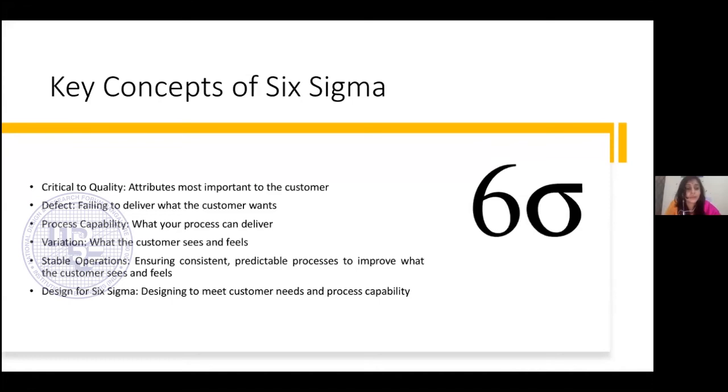Going further, defect. It is very important to know what a defect is. Here I've put it as failing to deliver what the customer wants. A defect is something that you have got from your vendor or a manufacturer, and it's not meeting your requirement, then it is defective, right? It might be functional, but it is not meeting your requirements. The next is process capability. What your process can deliver, how capable and how strong your process is, and consistently getting it every time, the repeatability and reproducibility of a process. And the variation, what the customer sees and feels.